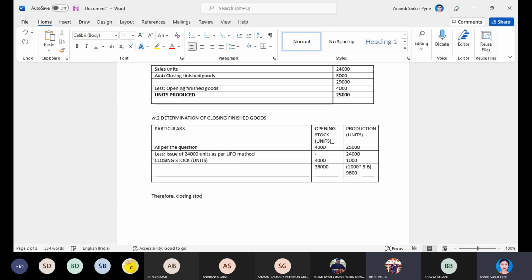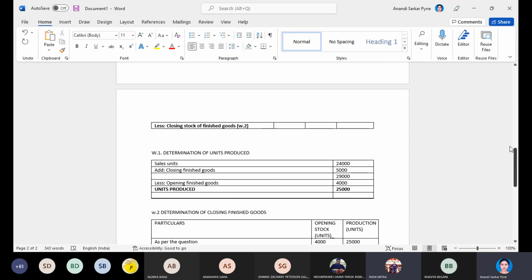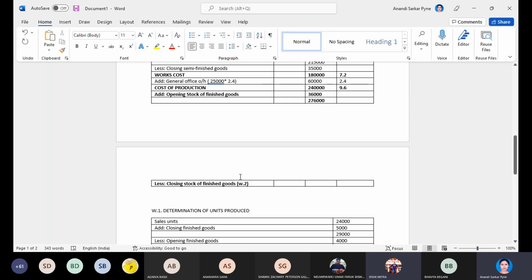Closing stock is rupees 45,200. Closing stock of what? Closing stock of finished goods. Now, therefore, we can deduct it from here. Closing stock of finished goods.